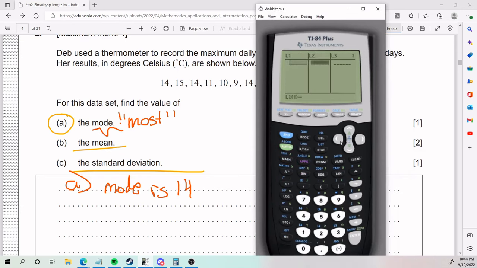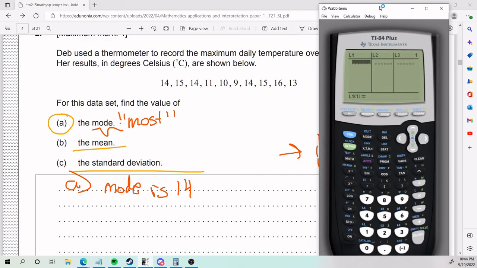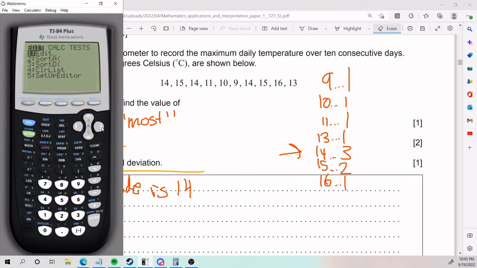Why do we edit? It brings up a list and we can put our values here. So give me a moment. I'm going to put my values. 14, 15, 14, 11, and so on. Wonderful. What do I do now? Wait, give me 1 second. Let me double check. It's always worth double checking. 11, 10, 9, 14, 15, 16, 13. Yeah, cool. So now we go back to stat, and now we're calculating stuff.